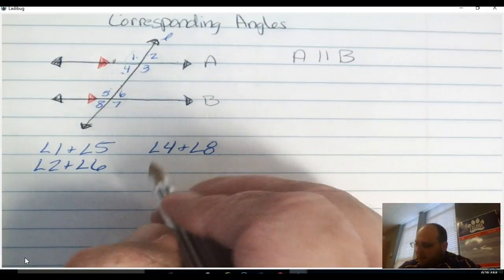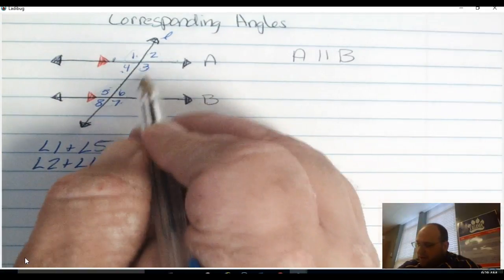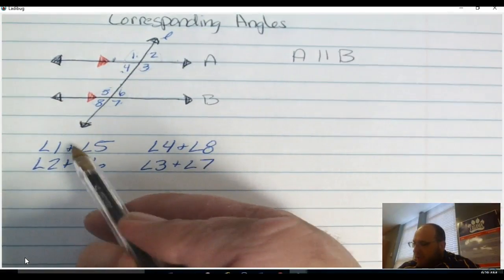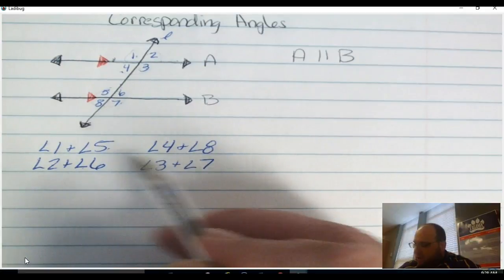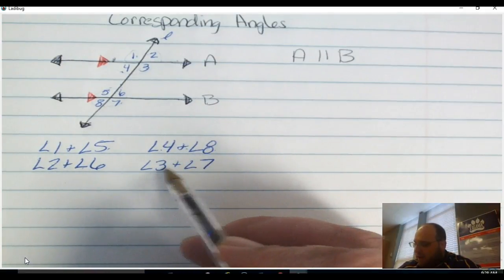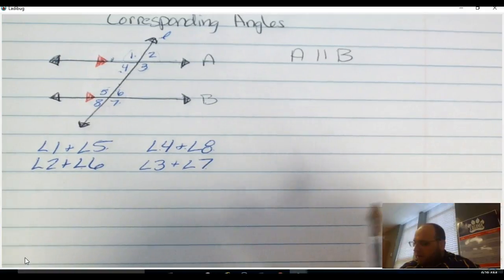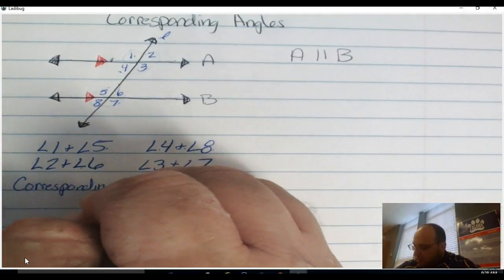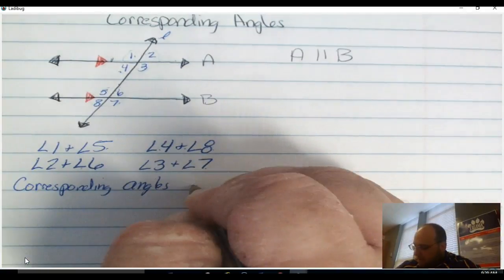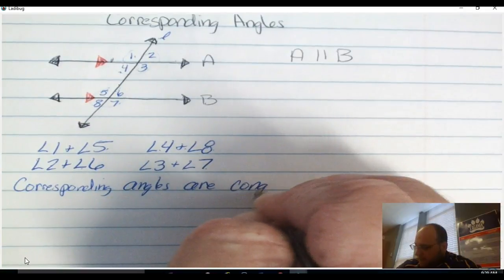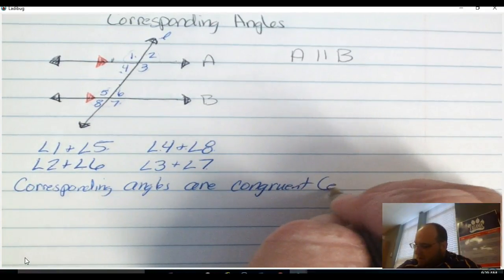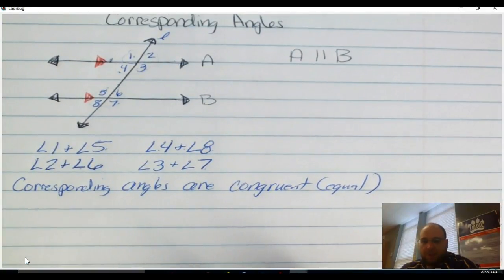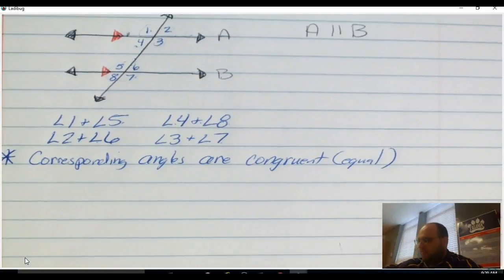Then lastly, that would leave angle 3 with the only angle left in the bottom right-hand corner, which would be angle 7. So I would say that angles 1 and 5 are corresponding, 2 and 6 are corresponding, 4 and 8 are corresponding, angle 3 and angle 7 are corresponding. What you need to understand: corresponding angles are congruent. Again, congruent means equal or the same. So I'm going to put an asterisk next to that. Corresponding angles are congruent.